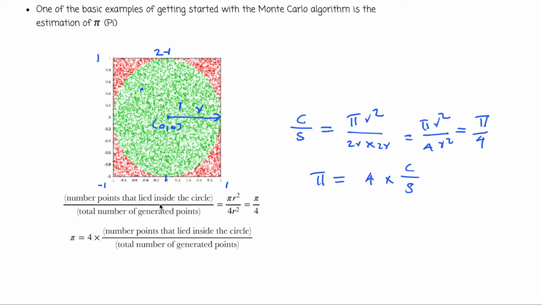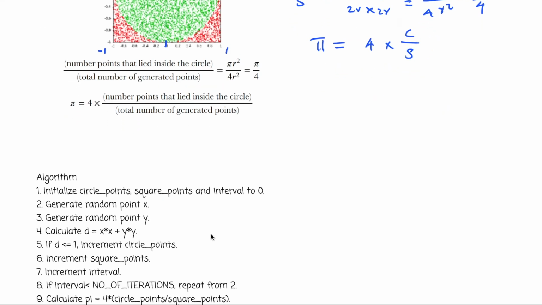The number of points that lie inside the circle to the total number of generated points. The number of points that lie inside the circle will be amounting to the area of the circle. Similarly, the total number of points that we generated will be amounting to the area of the square. So this ratio can be written as pi r square divided by 4r square, which is equal to pi by 4. We can have pi is equal to 4 into number of points in the circle divided by total number of points generated. So the algorithm is this one.